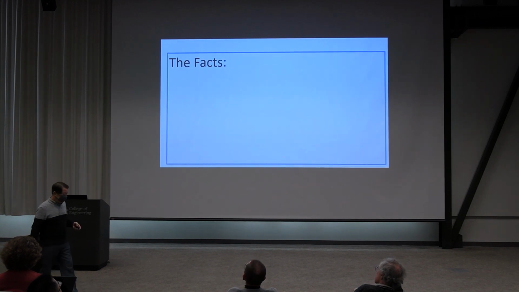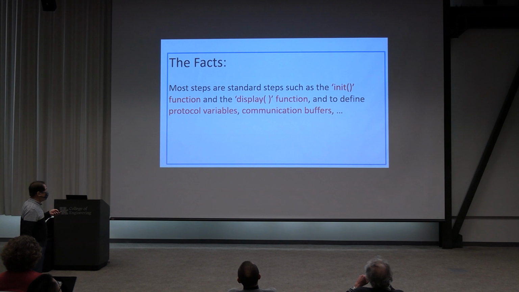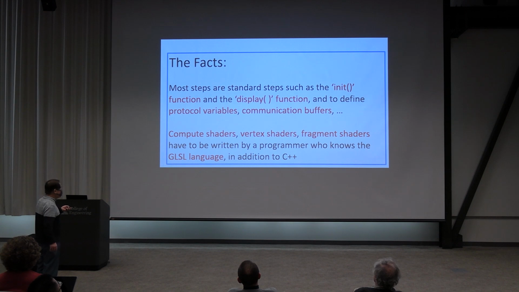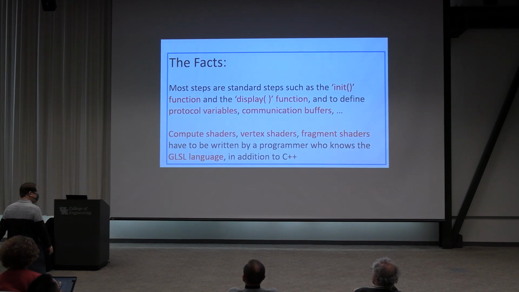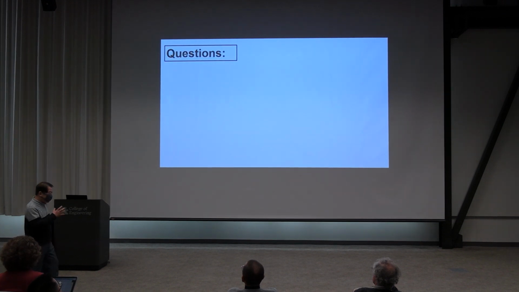So here is the set of facts. Most of the steps that I didn't show you are standard steps, such as the init function, the display function, and the defined protocol variables, communication buffers. These are standard steps. And you have to write the compute shader programs, vertex shader programs, fragment shader programs to do the task and to have the result rendered on the screen. These shader programs have to be written in GLSL language. So in addition to knowing how to write a C++ program, you always have to know how to write GLSL. So here is the first question for us, for you and for me.